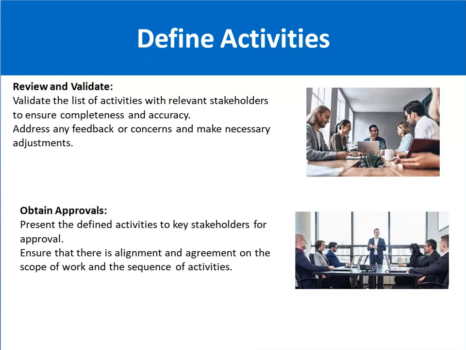Then obtain the approval. Obtain the approval means present the defined activities to key stakeholders for their approval. Ensure that there is alignment and agreement on the scope of work and the sequence of activities as well. Normally we use some official letters or sign off documents to get it signed off from the stakeholders that these are the activities which are required and no changes are required.